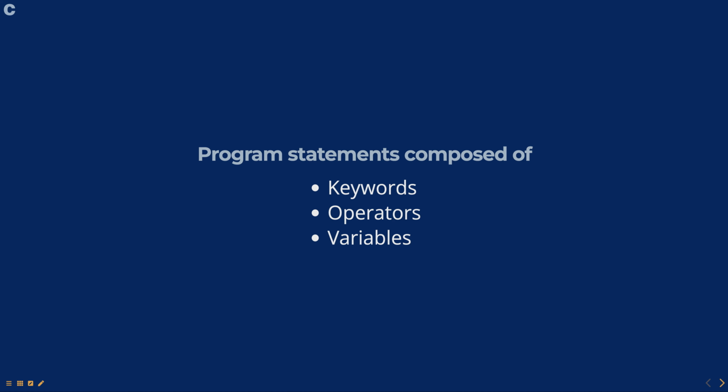Variables. Variables are used to store data in a program. They have a name and a value, and the value can be changed during the execution of the program.